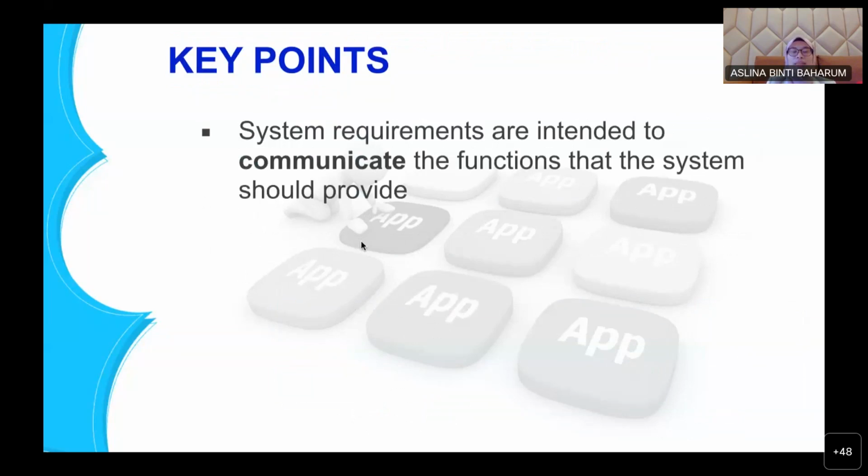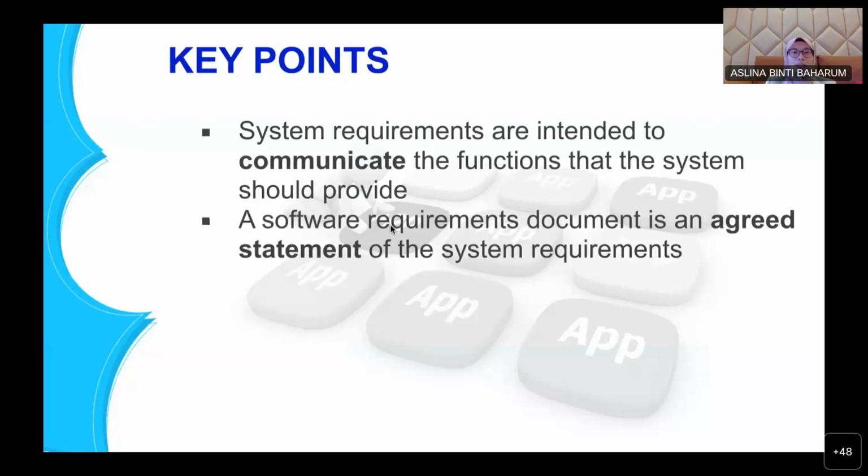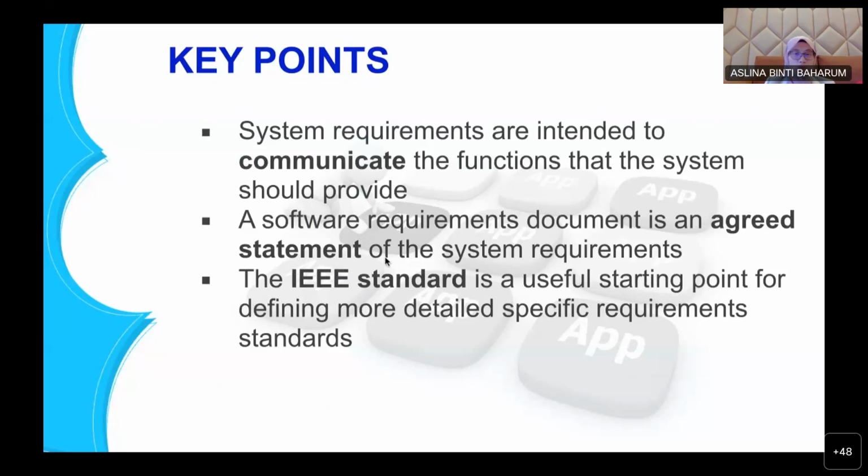System requirements are intended to communicate. Actually, a system requirement is a communications tool. A software requirement document is an agreed statement. It's like a contract, an agreement, an agreed statement on the system requirements that need to be developed.